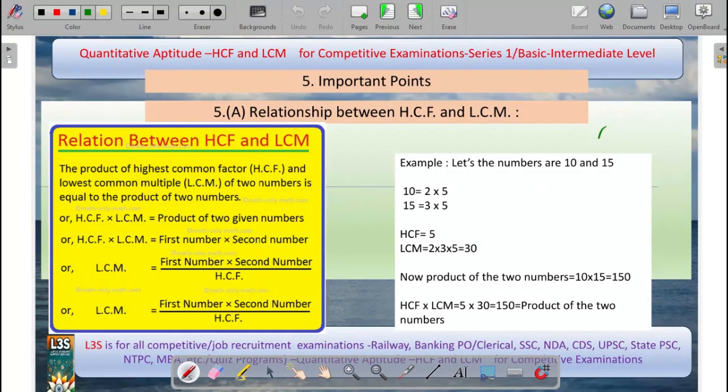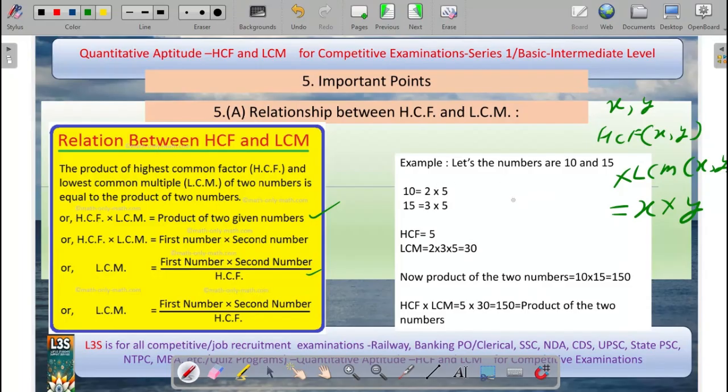HCF of two numbers, say x and y, times LCM of x and y, is equal to x times y. HCF into LCM is equal to the product of the two given numbers, first number into second number. So if we know the two numbers and the HCF, we can find the LCM, or if we know the first and second number and the LCM, then we can find the HCF, whichever is required.